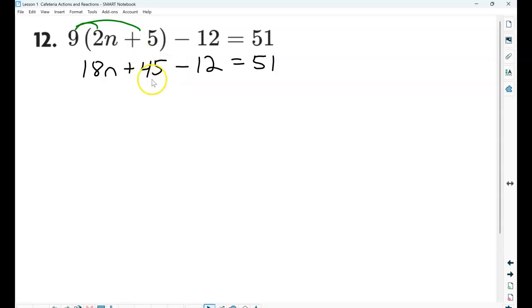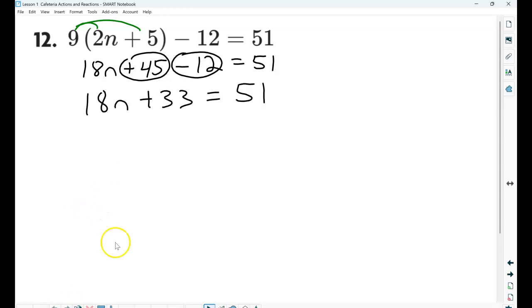Next, you want to collect like terms. You see how you got like terms right here? We can collect those. We got 45 and negative 12. All right, add those two together. Oh, actually, it's different signs, find the difference. I'm sorry. Different signs, find the difference. 45 minus 12 is 33.